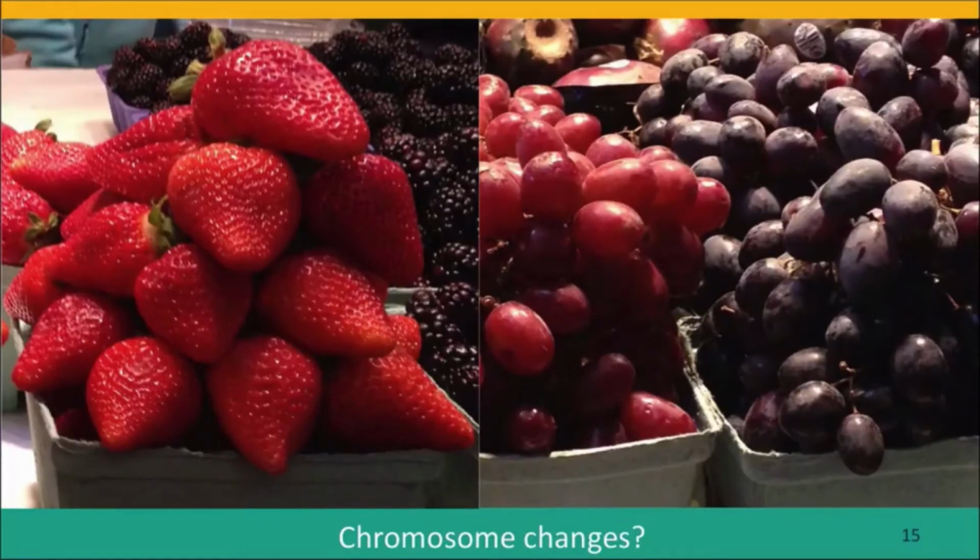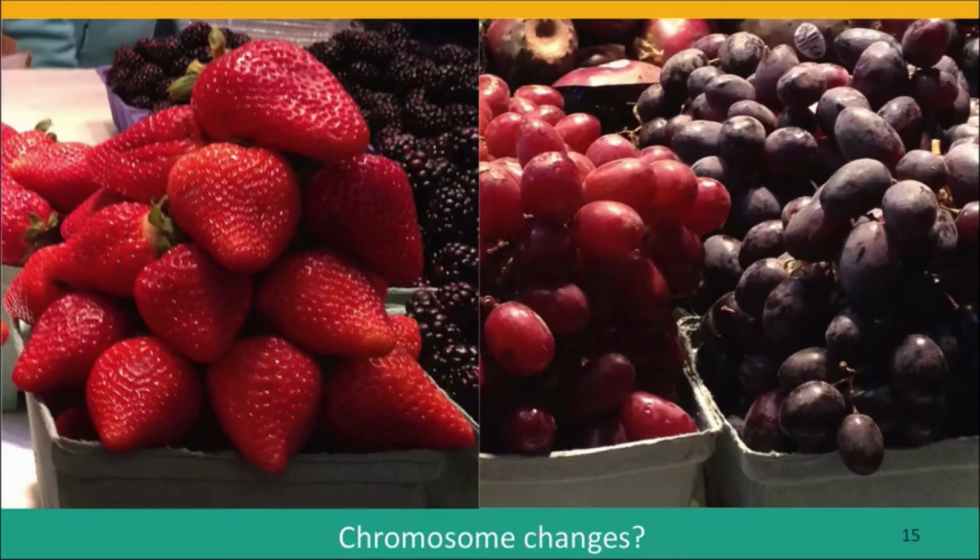Here's a couple of examples of variations that are caused by changes in the numbers of chromosomes. On the left are big, typical market strawberries. They're way bigger than the original wild strawberries, and that's because instead of having the normal 2 copies of their chromosomes, they've got 8 or 10 or even 12 copies of their chromosomes. They're polyploid. The grapes on the right are seedless, and seedless fruit are often seedless because they're triploid.